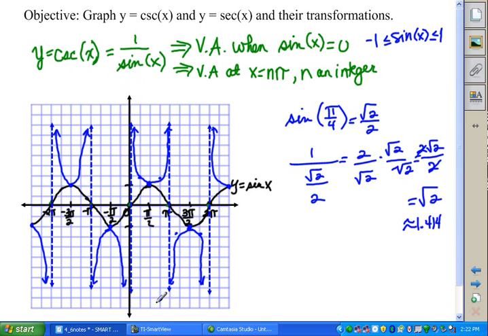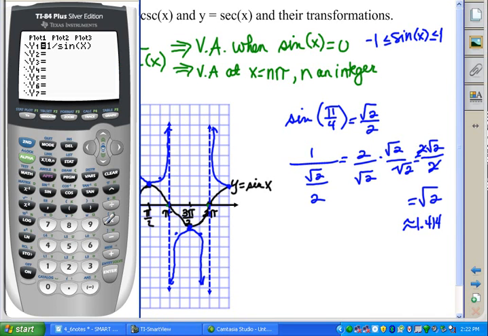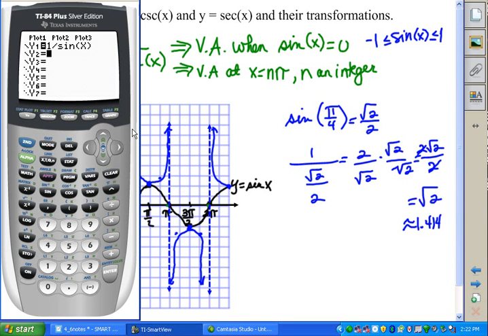You can get that on the calculator if you like. And to get it on the calculator, you can do one of two things. You can do 1 divided by sine x. And if we graph that, you'll see the graph that I have drawn. Or you can use this -1 power. Now the -1 there does not mean inverse, it means to do the reciprocal, 1 over x.